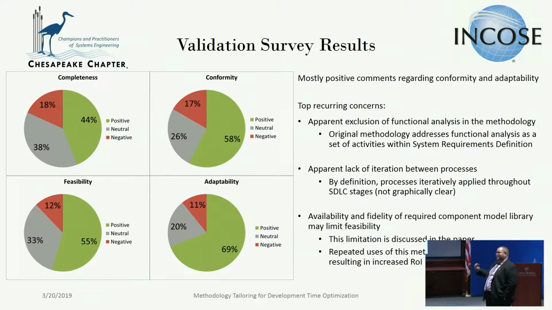So what happened there? Well, there were recurring themes in the comments that people were telling me. So first, the apparent exclusion of functional analysis in the methodology. If you may remember, it wasn't mentioned at that high level description of the methodology, functional analysis. Does that mean that it's not there? Well, that's not the case. It is there. Sadly, to me, who had to go through this, the ISO, IEC, IEEE process itself doesn't include functional analysis at the top level. It's actually addressed in activities within requirements definition processes. So it's there, it's just not visible at the higher level.